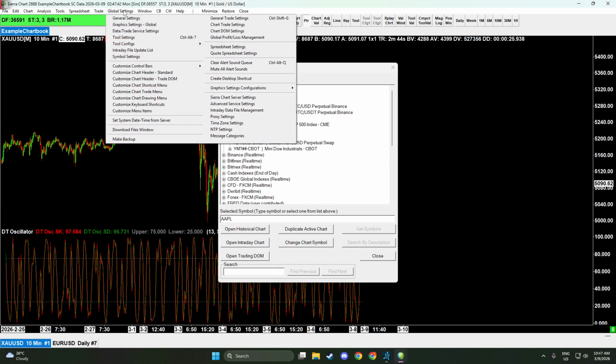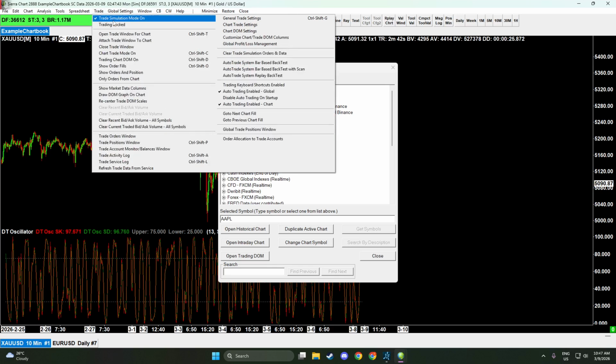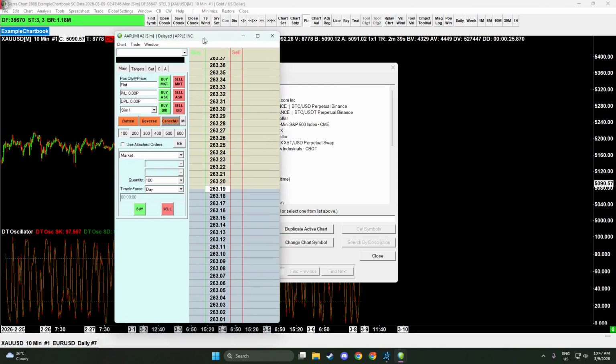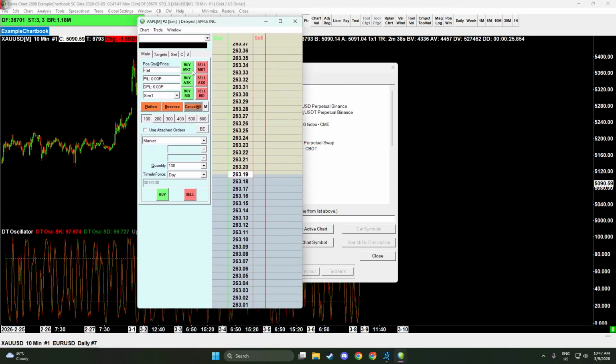Simulation lets you learn DOM order placement and management without sending real orders, so you can build confidence and refine your approach risk-free. Treat your practice like the real thing. Observe how the DOM behaves in different market conditions, and use what you see to develop discipline and timing.